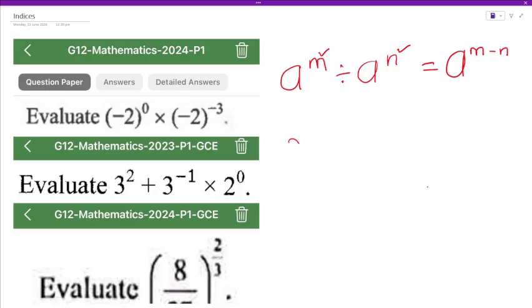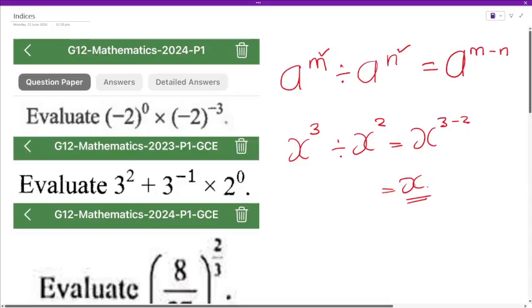Therefore, if you had something like x to the power 3 divided by x to the power 2, what should you get as your final answer? It's going to be x to the power 3 minus 2. Final answer will be x raised to the power of what? 1. But remember, we said when the power of a value is 1, you don't write it. Okay, similarly, when you can't see the power, it simply means it is 1. Okay, so that is that.